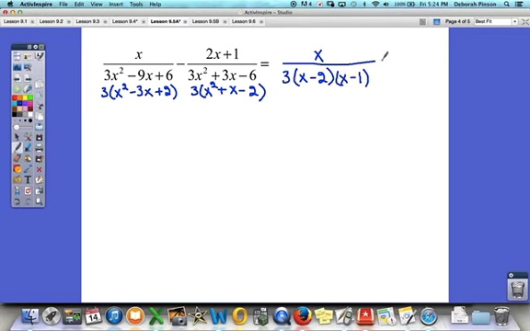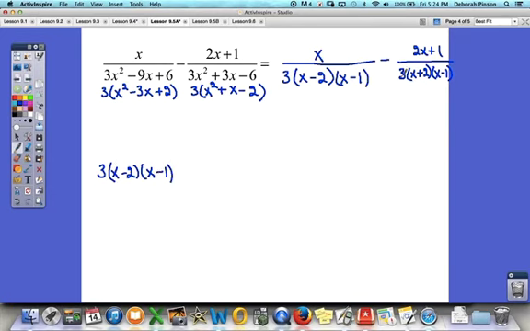Now remember, if you've got questions on factoring, make sure to come in and see me. Okay, and the second one, I'll write tiny. When I factor that, I'll have x + 2 and x - 1. So when I come up with my common denominator, here's what I need to have: the 3, the x minus 2, the x minus 1.